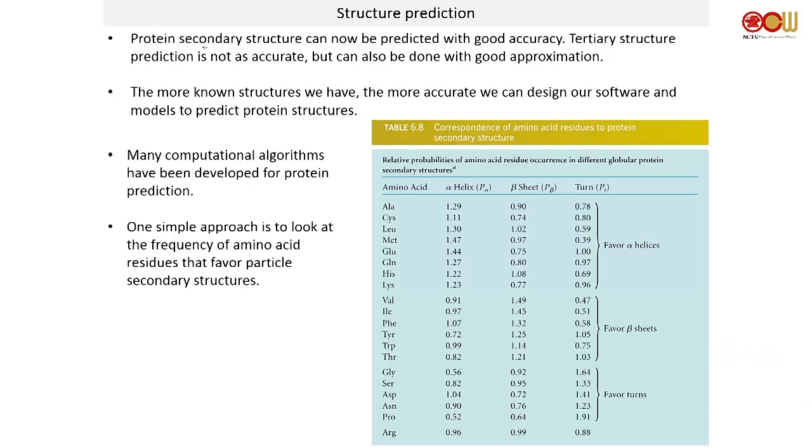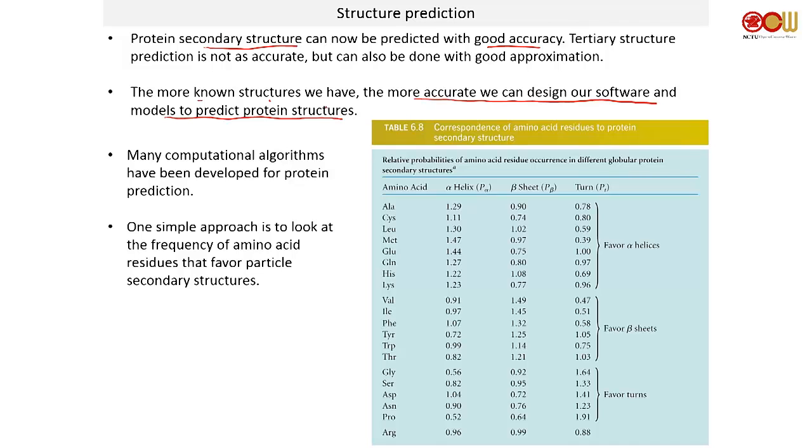Protein secondary structures can now be predicted with good accuracy. Tertiary structure, however, is not as accurate, but we can get some useful approximation. How do we predict things? This is actually a learning process for machines. The more known structures we have, the more accurate we can design our software and models to predict protein structures. Number one, we can look at amino acid spread.